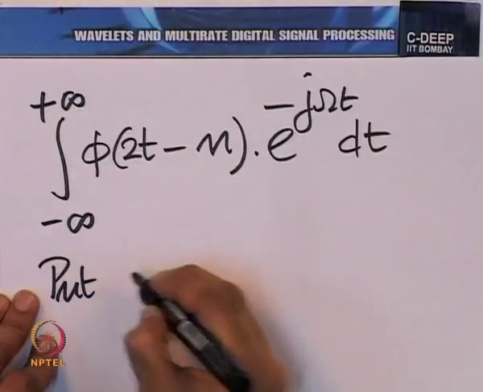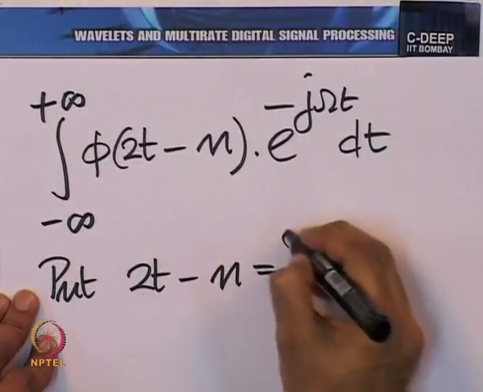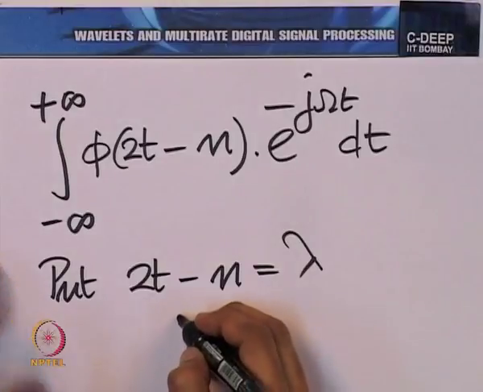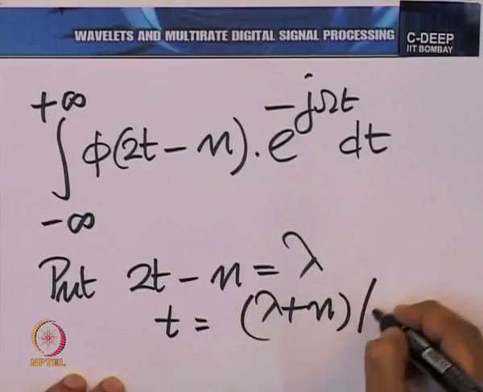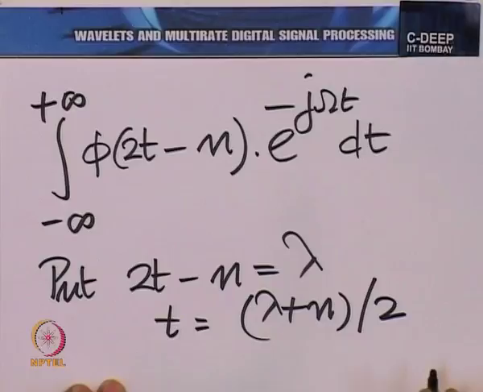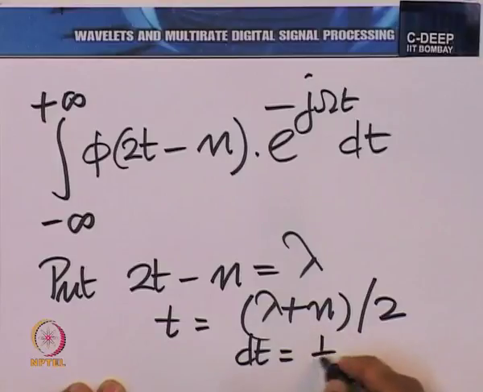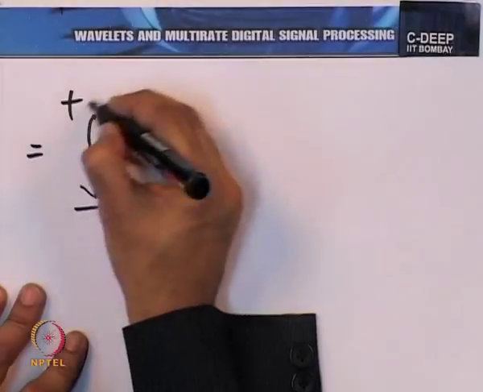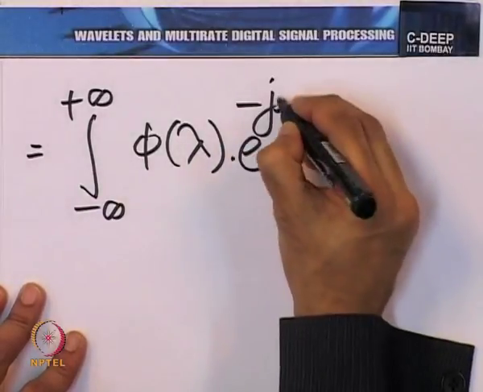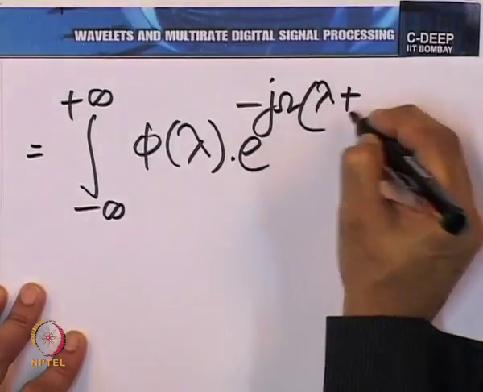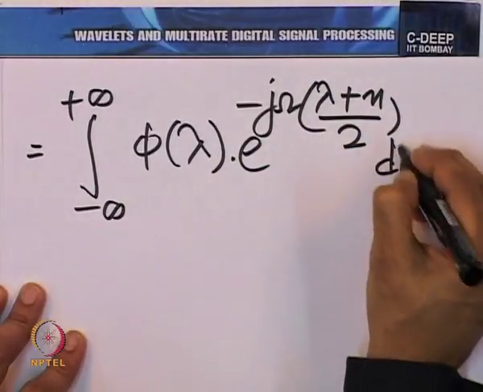Put 2t minus n equal to lambda, whereupon we have t is equal to lambda plus n by 2. And of course, then one can also write down dt. dt is essentially half d lambda. And substituting this, we have the integral becomes integral from minus to plus infinity phi of lambda e raised to the power minus j omega lambda plus n by 2 d lambda and a half outside.